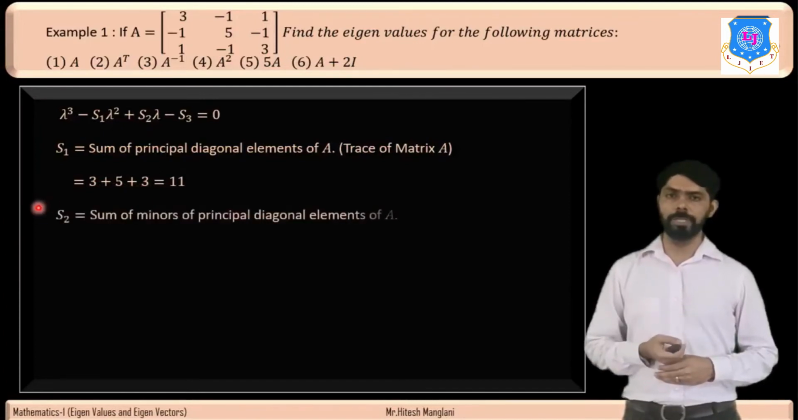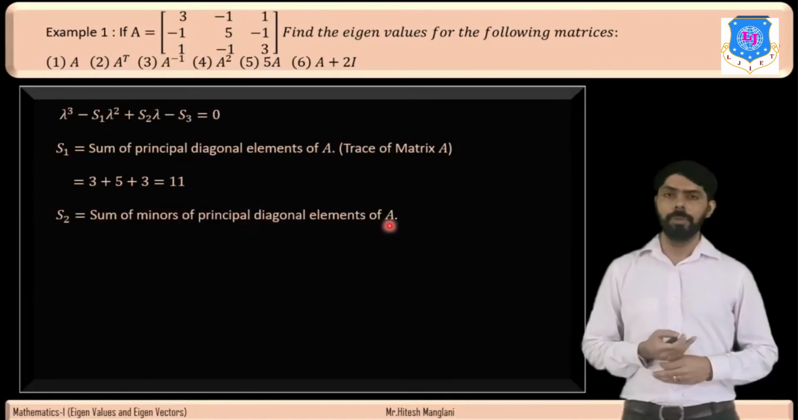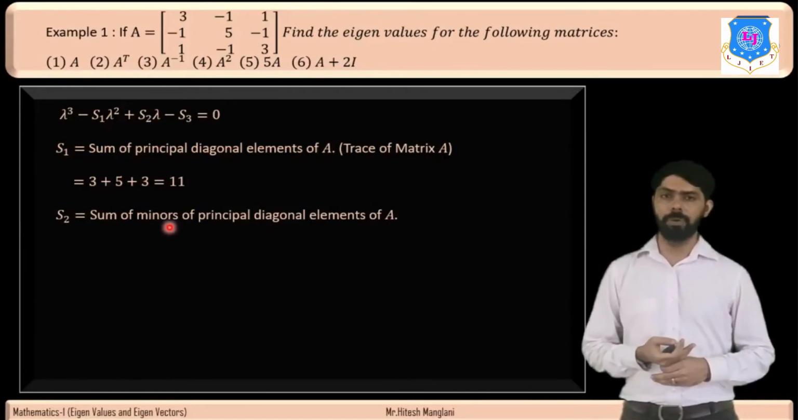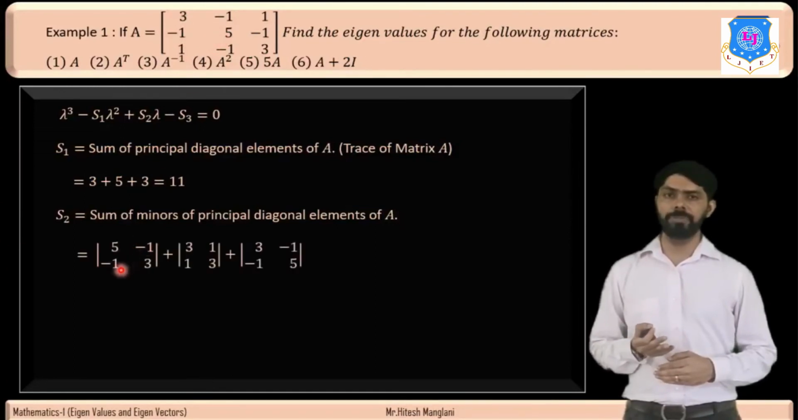Now we will find s2, which is the sum of minors of principal diagonal elements of A. What is the meaning of minor? To find the minor of the principal diagonal elements, first we find the minor of 3, which is in the first row and first column. So we remove the first row and first column. The matrix will be [5, -1; -1, 3], and we take the determinant of that matrix.